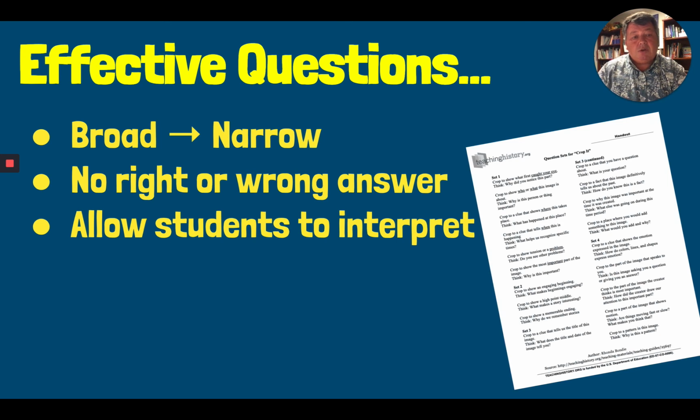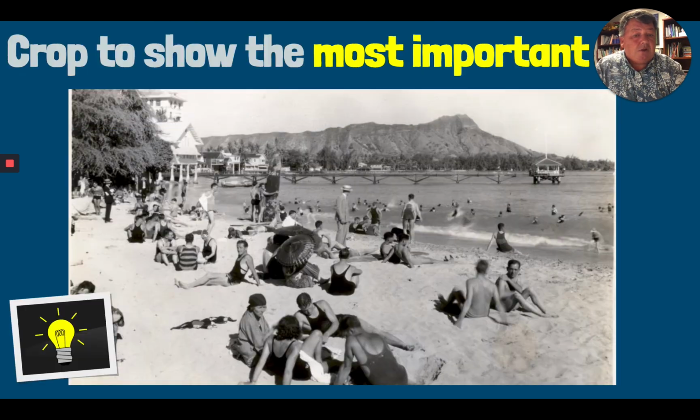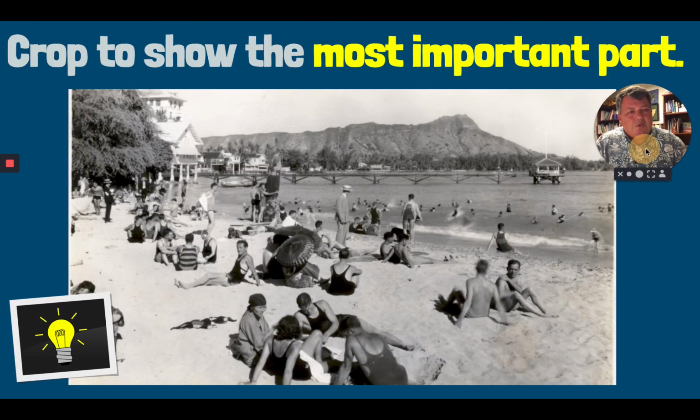If you need more crop it questions, there's a great link on Canvas. It gives you some more crop it questions you might want to think about. Let's show you some examples of some good and bad crop it questions. Here's a great one, a Waikiki. A great crop it question would be, crop to an area that shows the most important part. So put your crop it question right there on the screen. And what's the most important part of this photo of Waikiki?